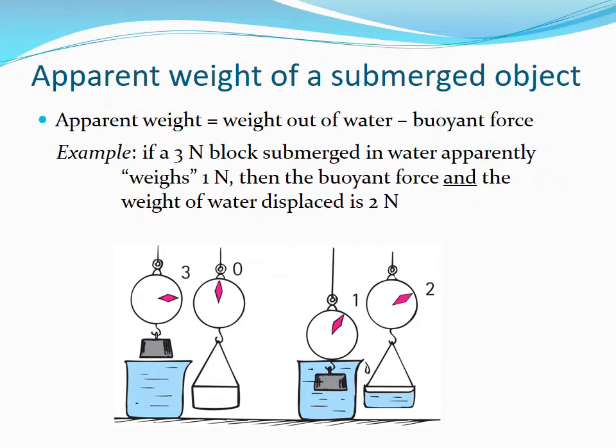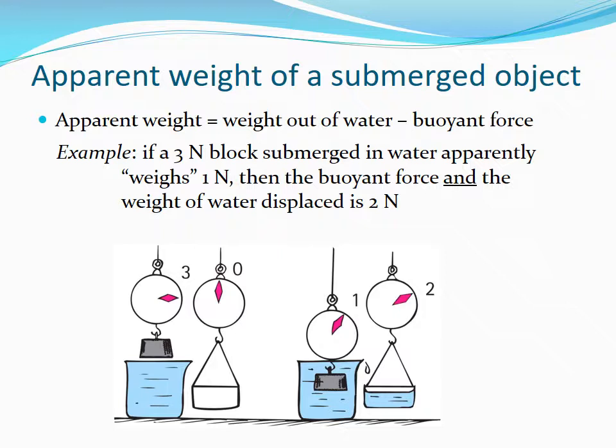Weigh an object in air, then lower the object under the water and weigh it again. It will weigh less. The difference between the two weights is the buoyant upward force of the water. That is, the buoyant force is the upward force exerted on a submerged or partially submerged object. This is illustrated in the following example.